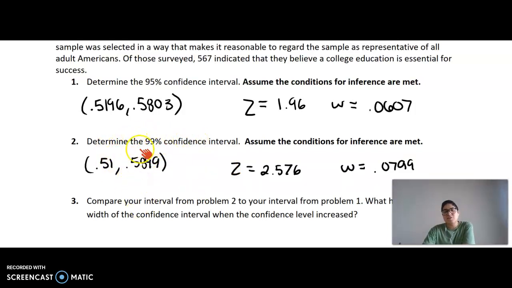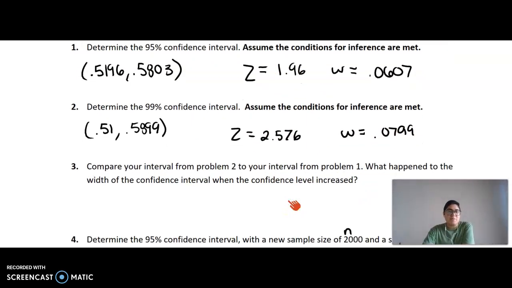Now if I use a 99% confidence interval, I get this new interval, and it's slightly wider. I can wonder what happened here, but I see that since I increased my confidence level, the critical value also increased, and the width of the interval got larger. So if I compare my interval from problem 1 to problem 2, I could argue that as the confidence level increases, the width of the confidence interval also tends to increase. We'll get into a little more as to the why shortly.